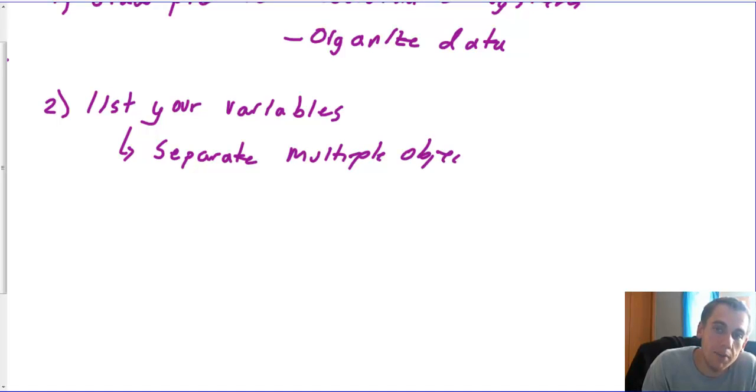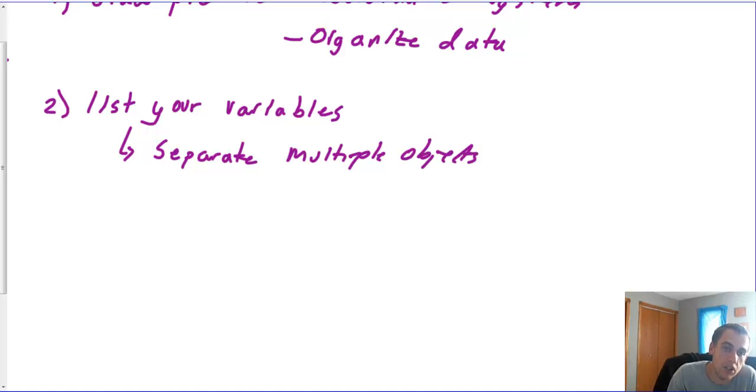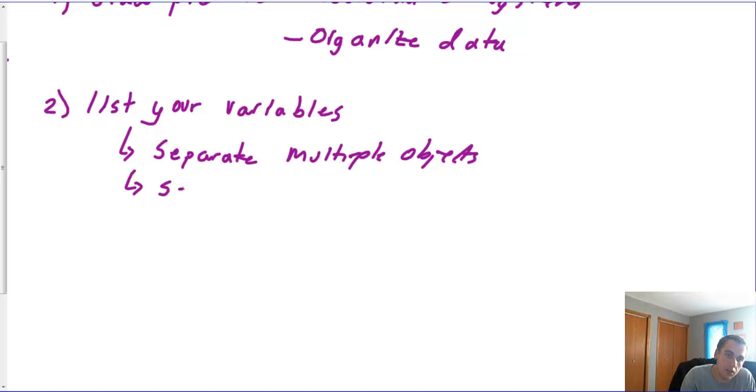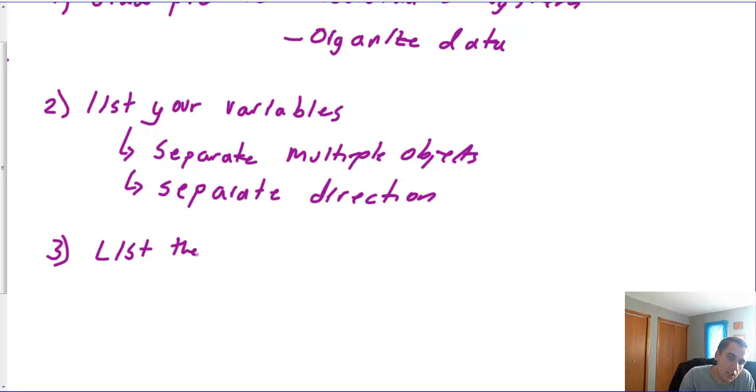Okay? And once you've separated objects, if they're moving in more than one direction, you have to separate the directions. Okay? So separate the objects, separate the directions. Usually it's just x from y. Okay? And then finally, once you've done all that, then you can go look at your equations. Okay? So list the kinematic equations.